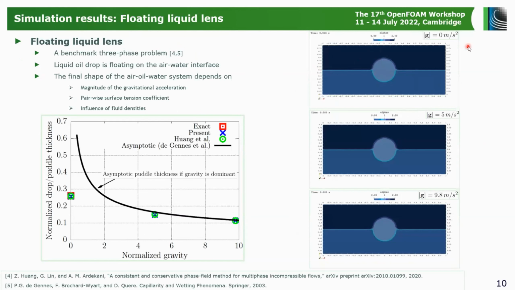Now, we change the magnitude of the gravitational acceleration, and depending on the magnitude of the gravitational acceleration, we are having different elongation. So here is the start of the simulation for all three cases. We can see, depending on the magnitude of gravity, we are having different elongation.